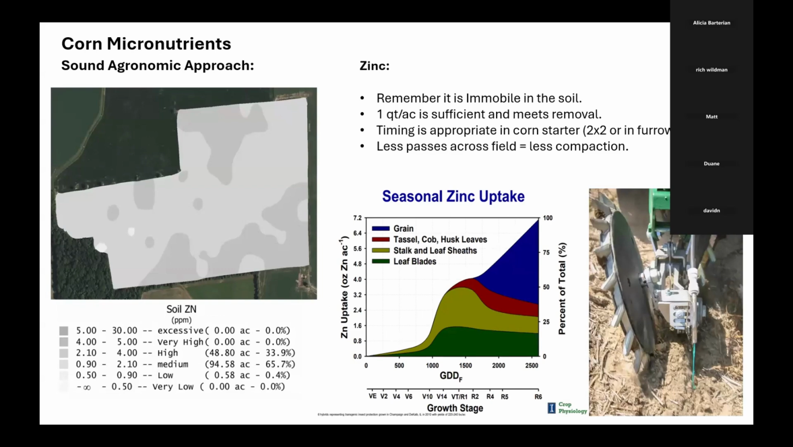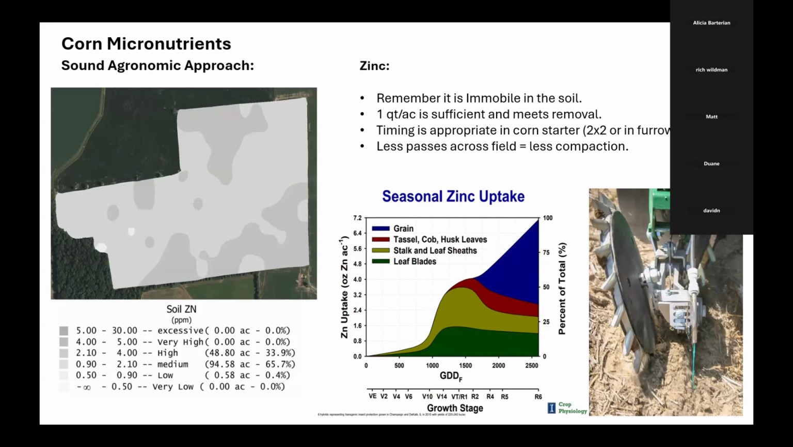Okay. We've got a field here with the soil test results. There's quite a bit of variability in this particular field, and we look at the zinc uptake. We also know that corn is highly sensitive to zinc levels. There are parts of that field that we're probably not getting a major payback on, but there are other areas that will make a difference.